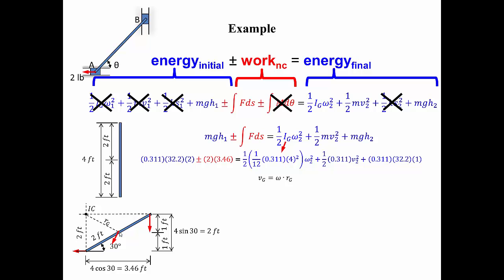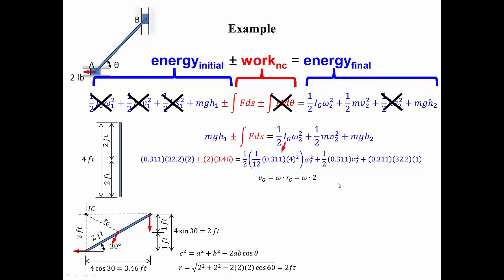Now we have two lengths and an angle. This interior angle here will be 60 degrees. So knowing two lengths and an interior angle, we can use the law of cosines to solve for our radius. So our radius is equal to the square root of 2 feet squared plus 2 feet squared minus 2 times 2 feet times 2 feet times the cosine of 60. That gives us 2 feet. So with a radius of 2 feet, we can put that into our v equals omega r equation up here, and we have a relationship between the velocity of the center of mass and our angular velocity of the rod.